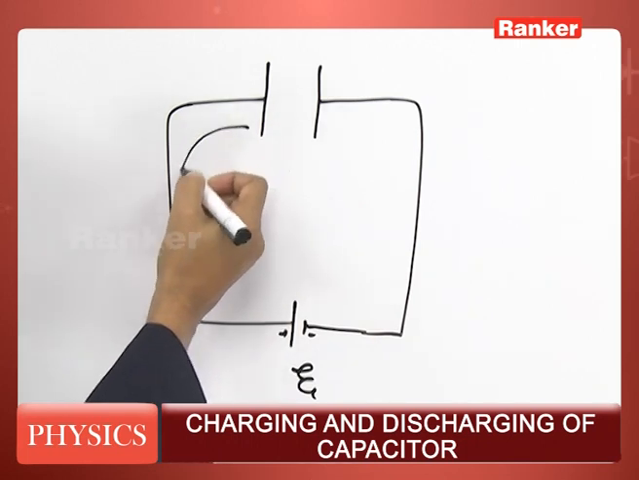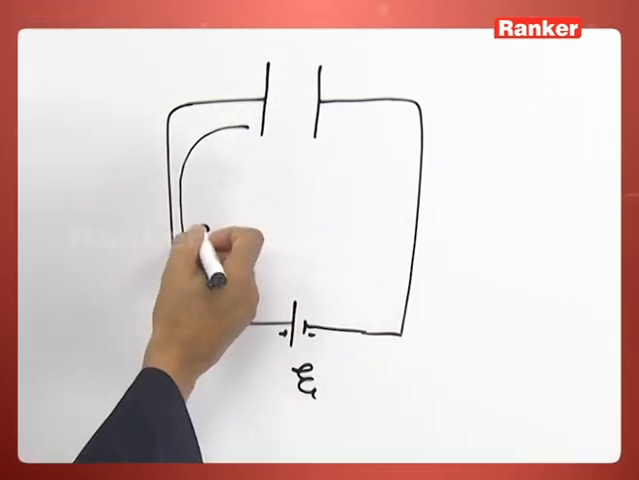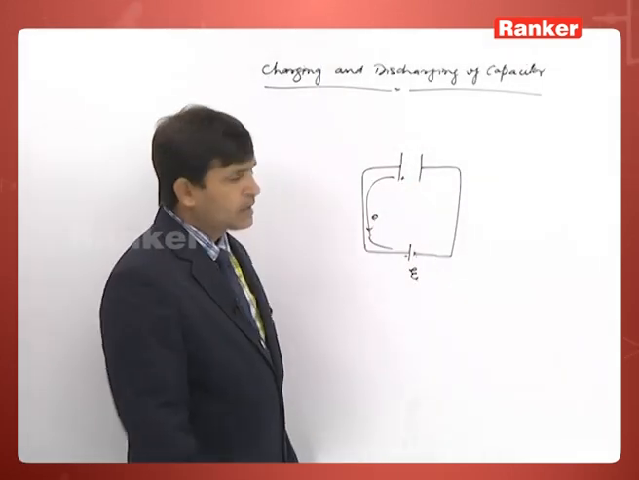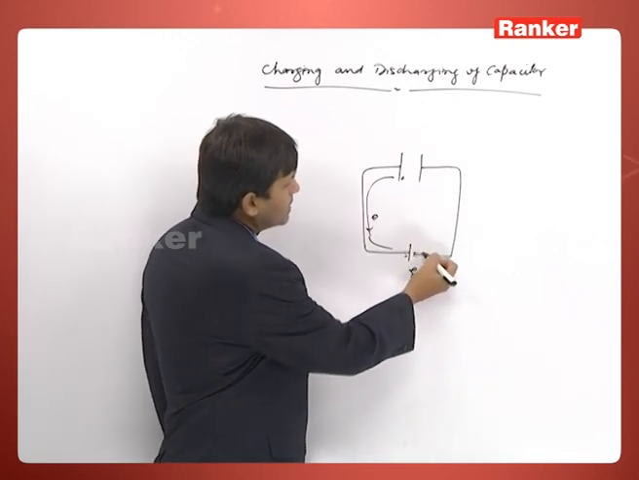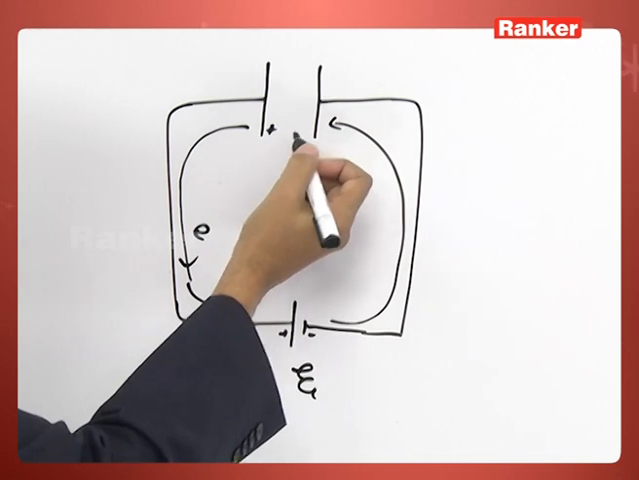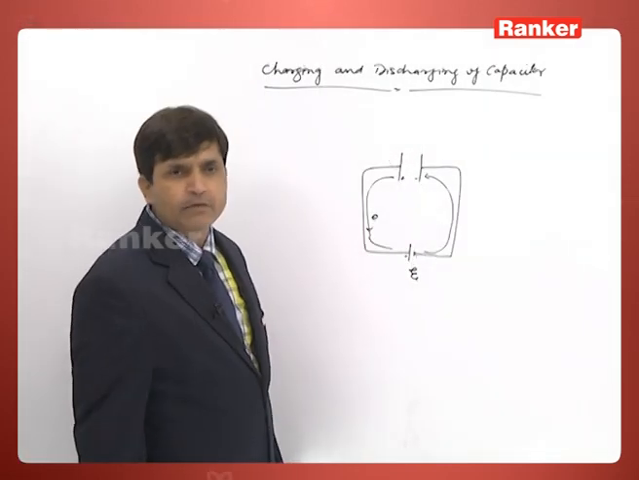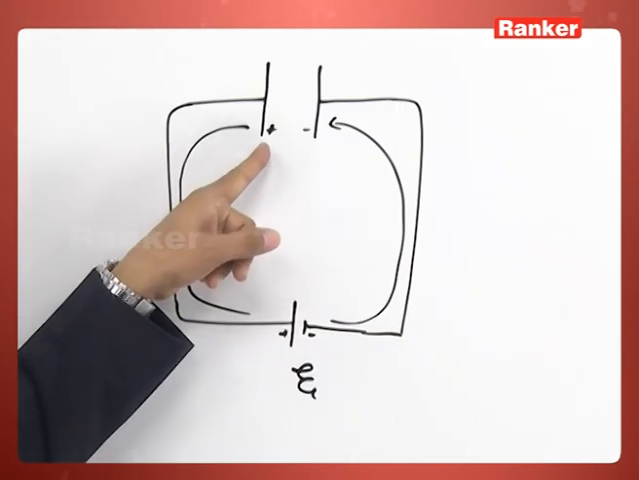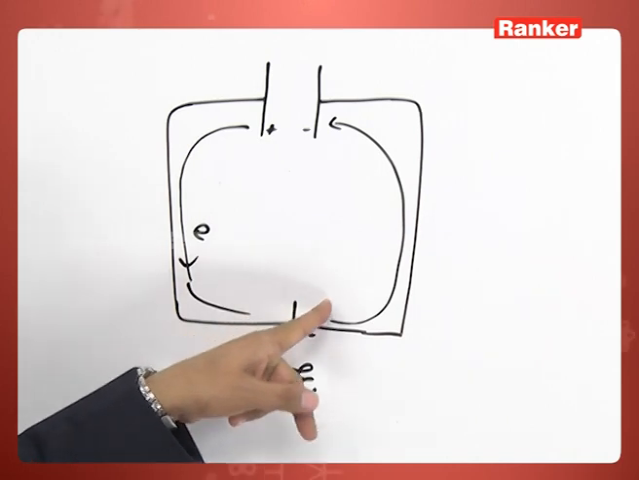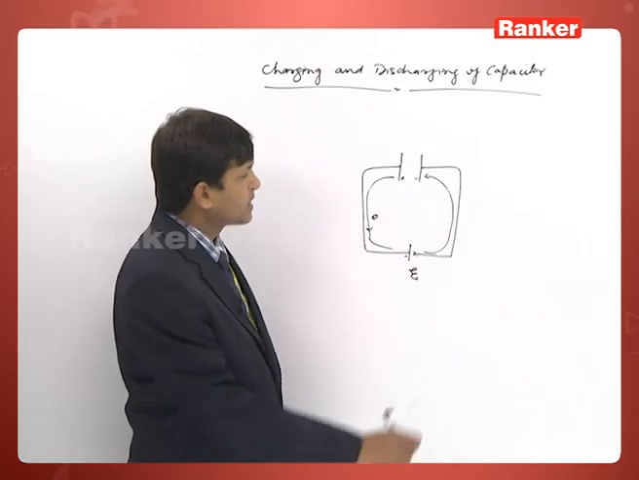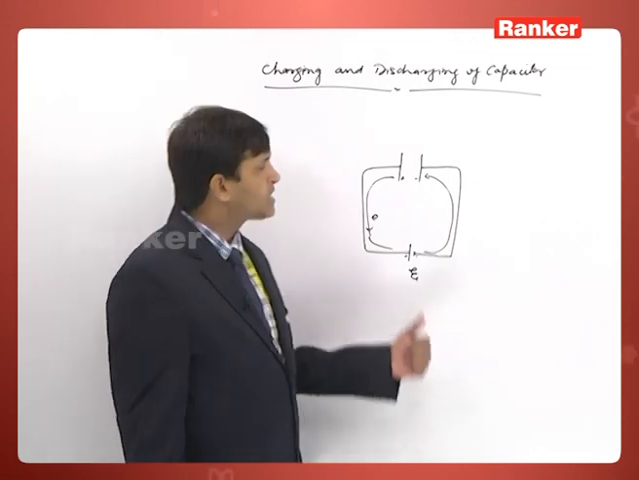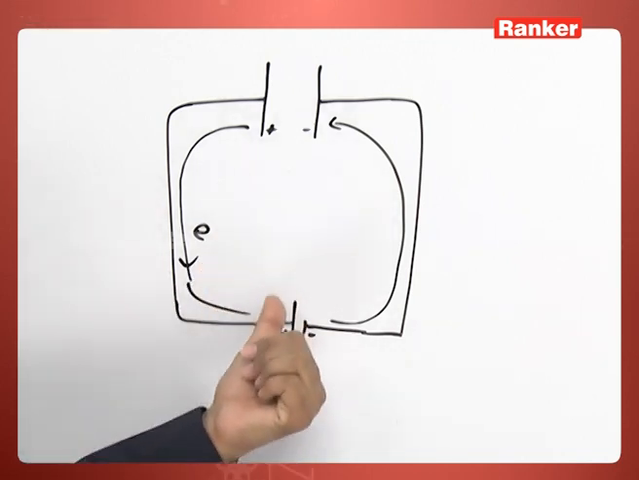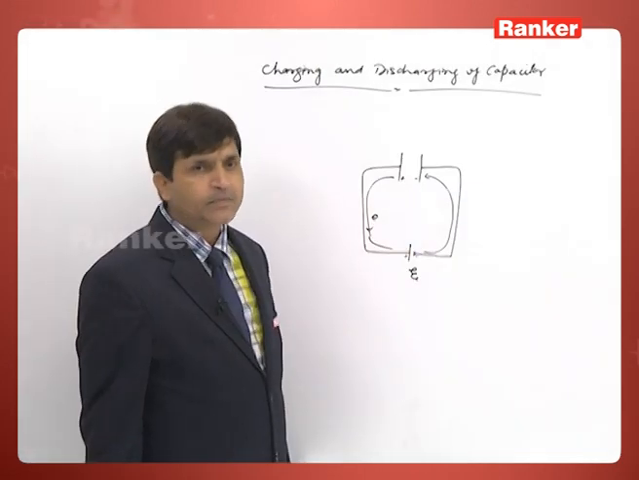When electrons start moving from lower potential to higher potential, this plate becomes positively charged, and those electrons, through the cell, now reach the other plate, and this plate becomes negatively charged. In this manner, charge starts flowing. Electrons flow from lower potential to higher, then again from lower potential to higher. This process continues. As we know, the flow of charge will continue till both of the conductors reach the same potential.